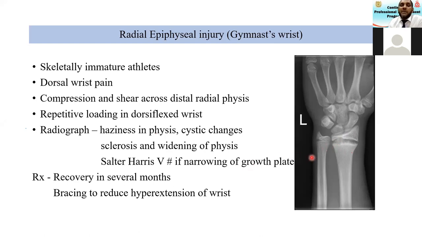So recovery takes several months. It's important to brace to reduce the hyperextension, because the injury is mostly in gymnasts. The most common mechanism is hyperextension of the wrist, which causes the compression of the distal epiphysis. So we have to brace to minimize the hyperextension of the wrist.